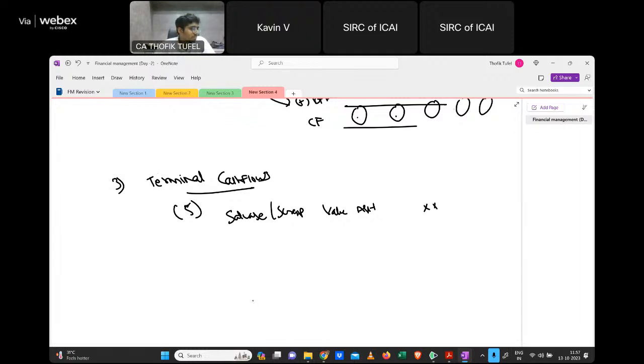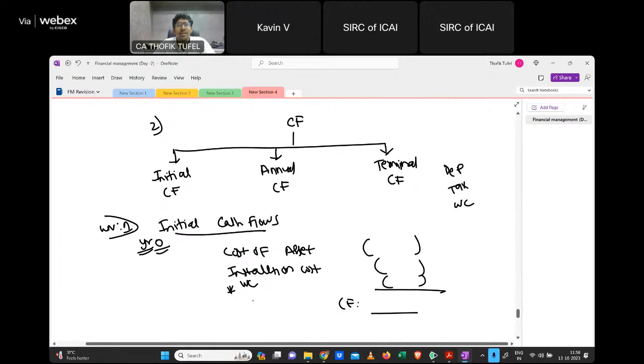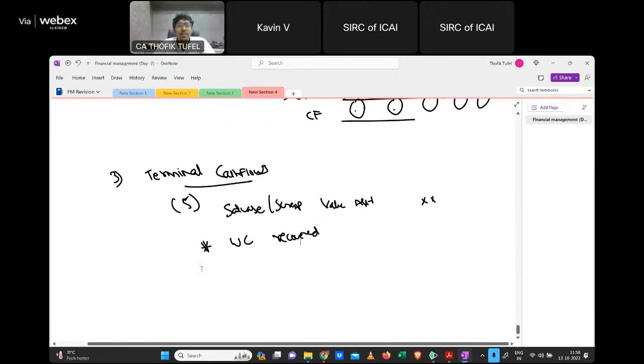Then whatever we have put as working capital, this is very important, I'll tell you this adjustment. This working capital will also be recovered. You invested working capital under year 0, so this working capital will be recovered in terminal. This is one adjustment, along with salvage value, scrap value.